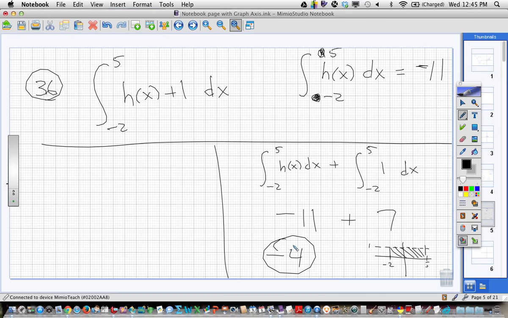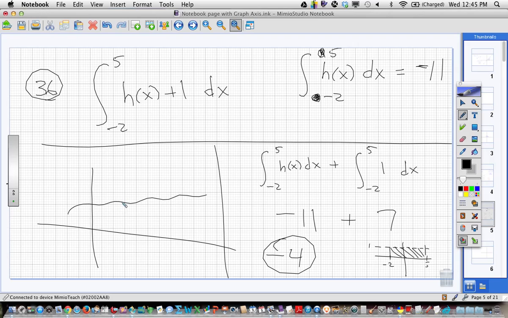Now, does anybody have another way we could think about this? Shifting the graph of h of x up 1. If you think of this h of x graph, now this one's a little harder to picture because it's negative, so that means the area should be below, right? When the area is below, it's negative.